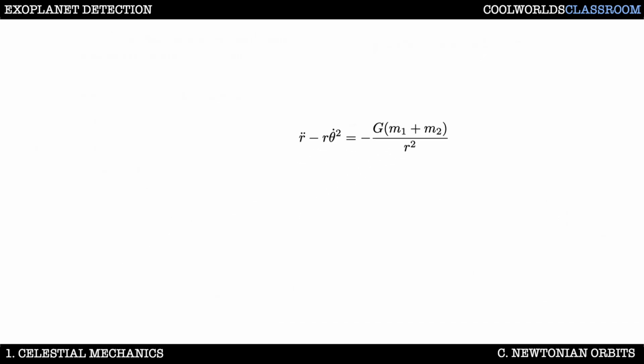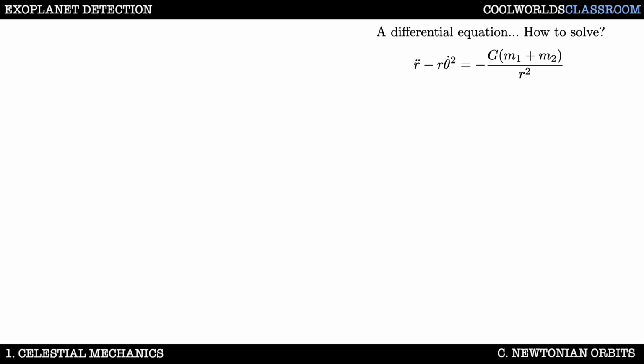Now this looks like something we could solve, but it's going to take a little bit of work to do that. A common trick for solving these types of equations is to make a substitution. So let's make the substitution that u equals the reciprocal of r. Now since we are working with a differential equation, then we need to relate the derivatives of u and r to each other in order to make this replacement.